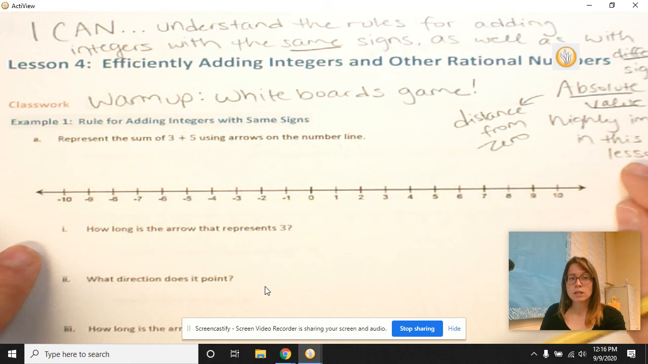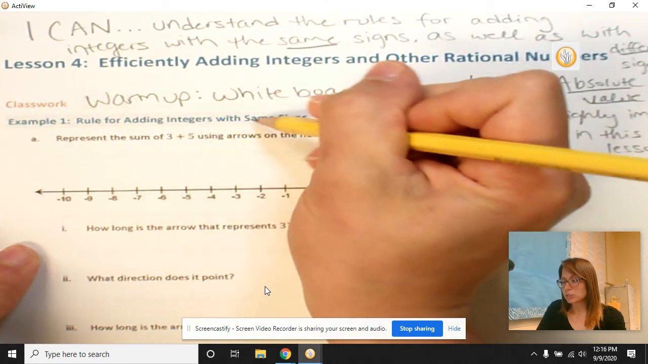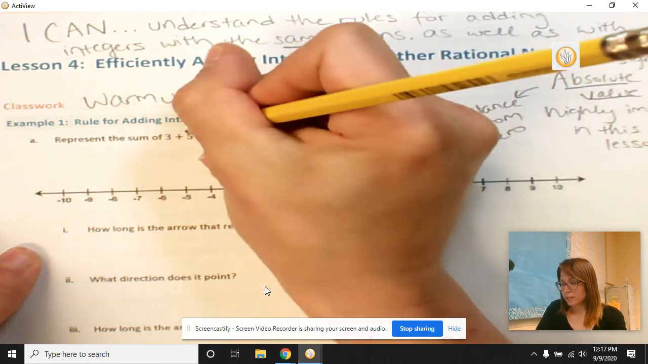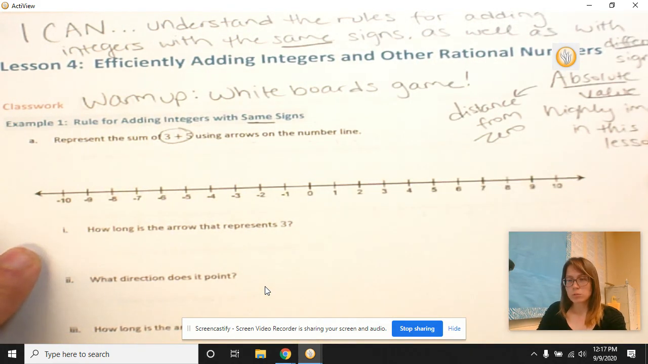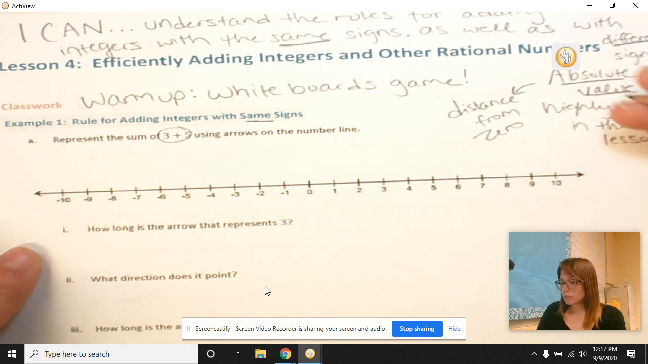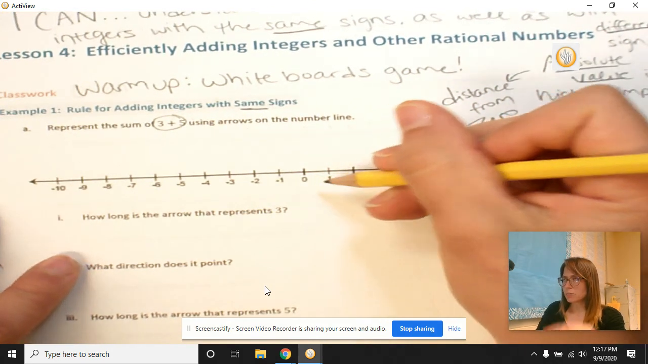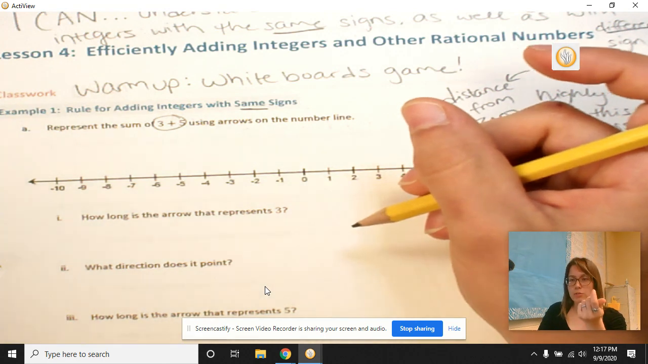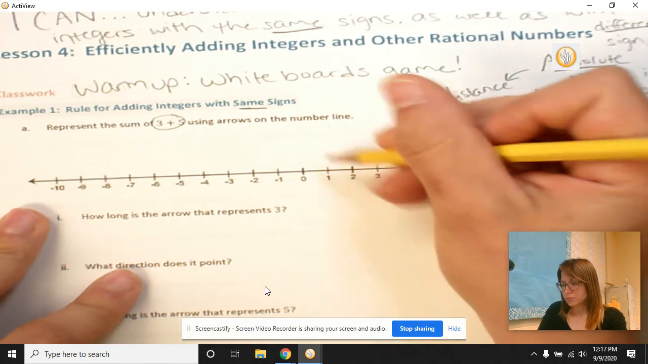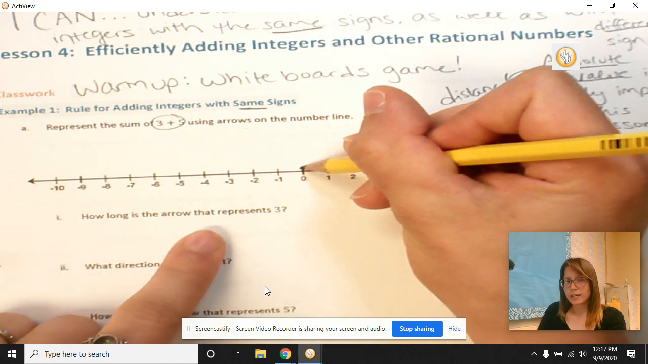Here's example 1, and we're going to be looking at rules for adding integers with the same signs first. So we're going to go with something that's familiar. You see that the numbers we are presented with in part A are 3 and 5, so we're just doing 3 plus 5. Let's break it down and think about how absolute value applies here and helps us add these numbers efficiently. I know that I'm always going to start at 0, and they ask us how long is the arrow that represents 3?